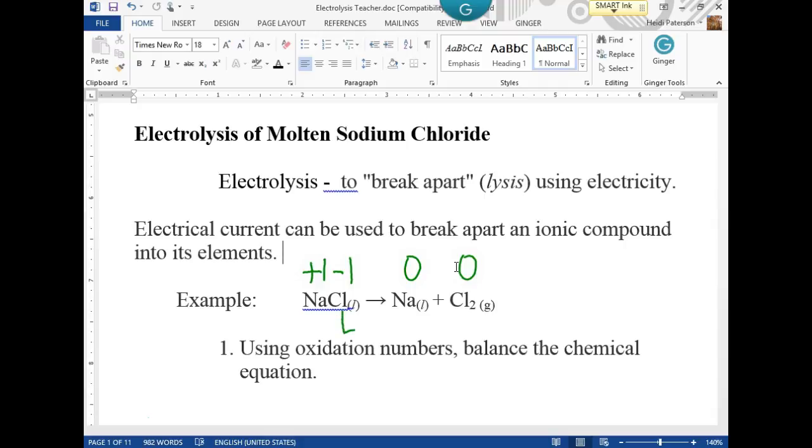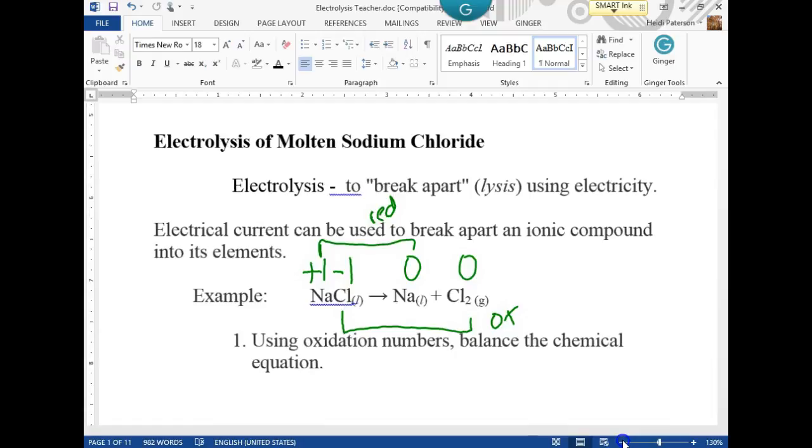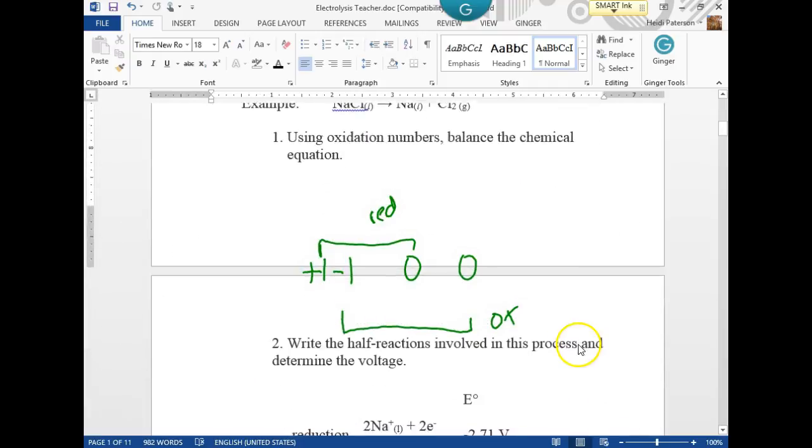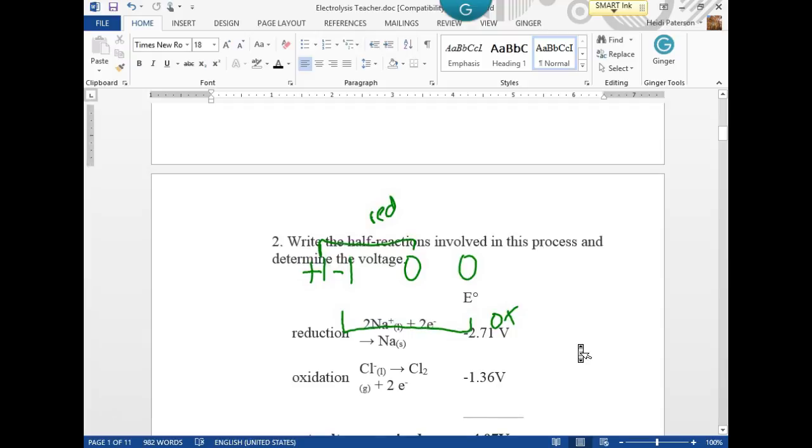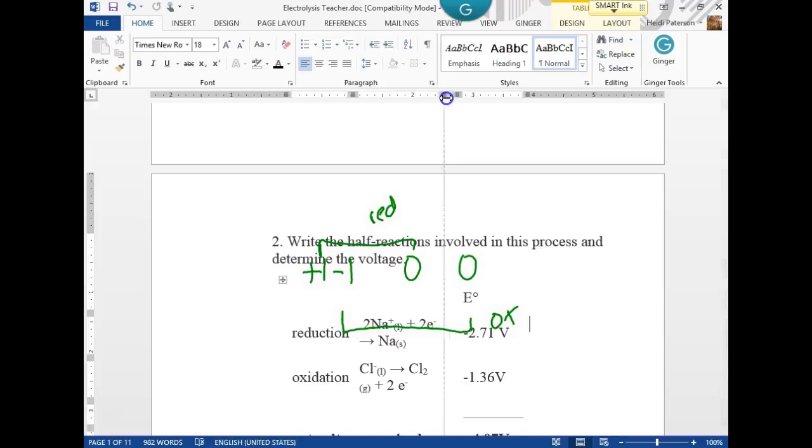If Cl-1 starts off and then goes to Cl2, has it been oxidized or reduced? Oxidized. I always get that mixed up. If it goes from +1 to 0, it has been reduced. Based on that, we can then identify what is the oxidation part of the chemical reaction and what is the reduction part of the chemical reaction.